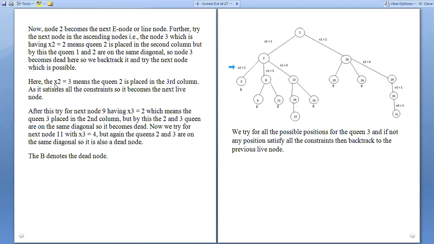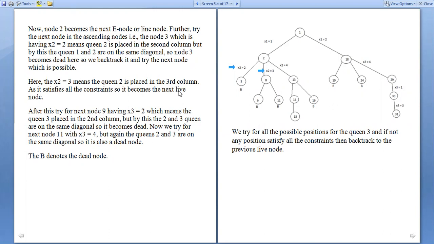Here x2 equal to 3. See, x2 equal to 3 when you try the alternative path. So x2 equal to 3 means queen 2 is placed in the third column. Now we are placing queen 2 in the third column.